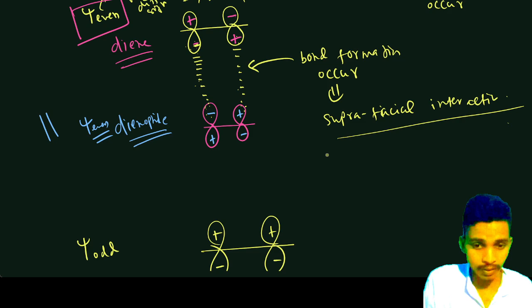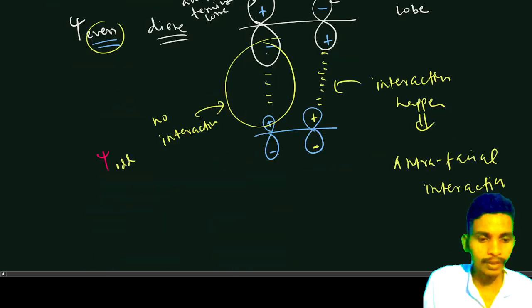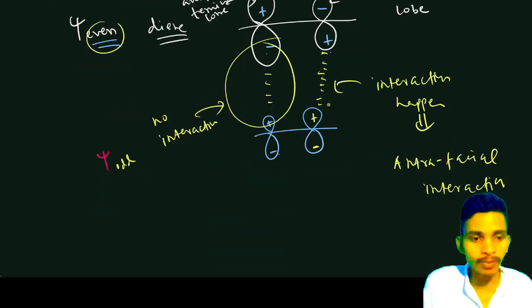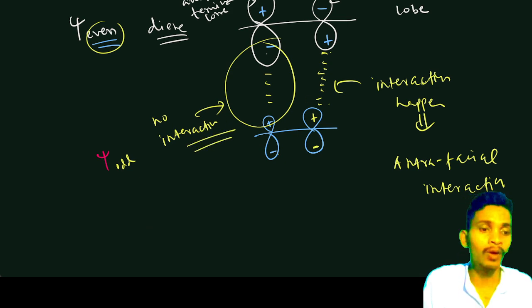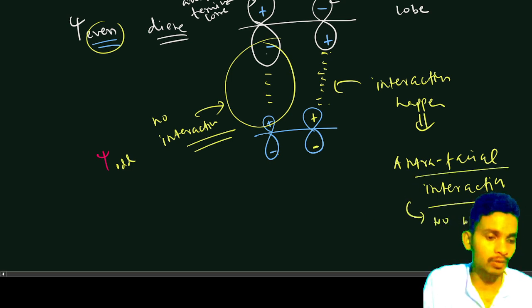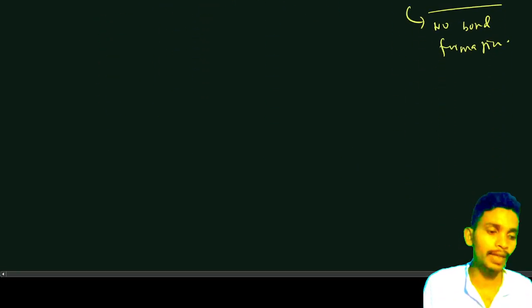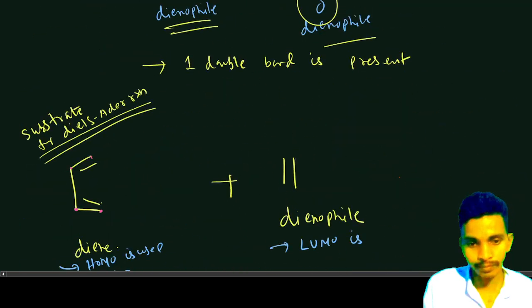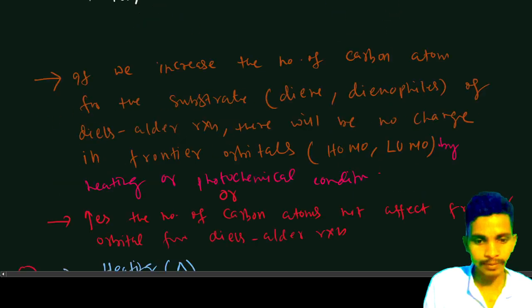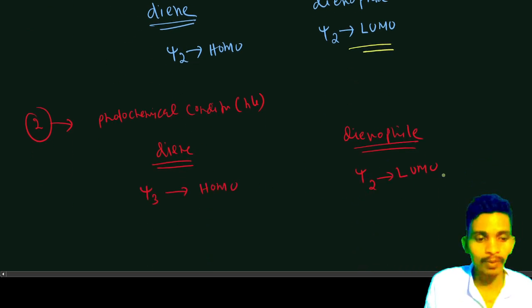Here bond formation is possible. Whereas for antarafacial interaction, the interaction happens at one lobe, but over this there is no interaction. That type of interaction is called antarafacial interaction. Here no bond formation occurs. Okay, so this is antarafacial and suprafacial interaction. Now we will take an example from what we have obtained here. We observed that side 2 is the HOMO for heating, and we have also seen the photochemical case.